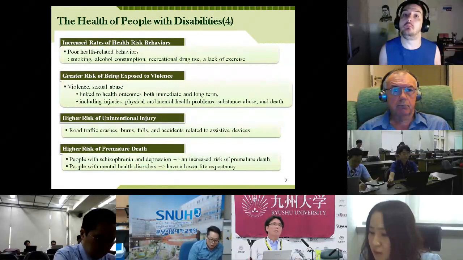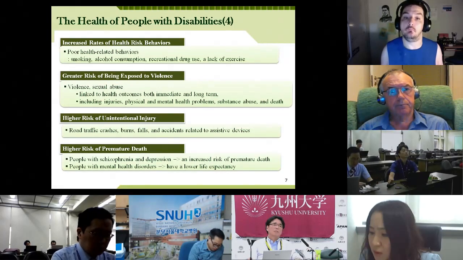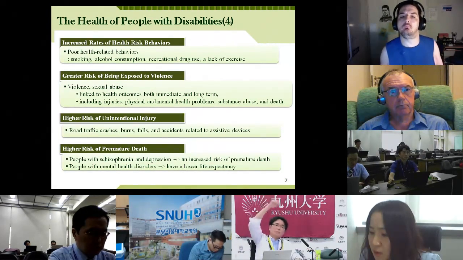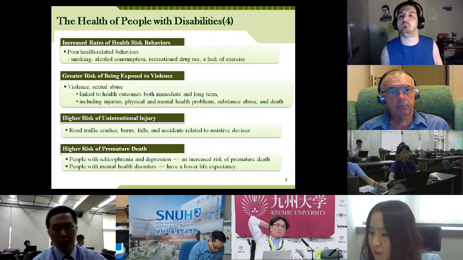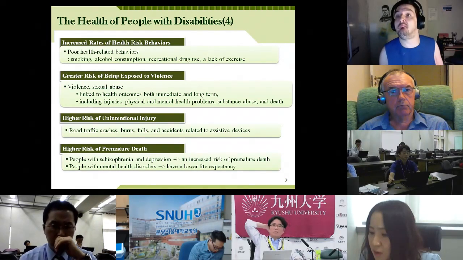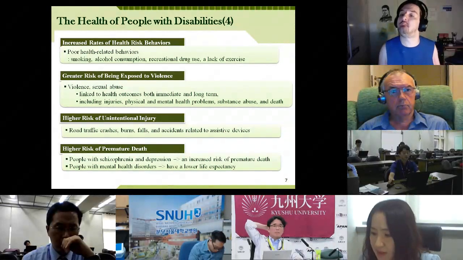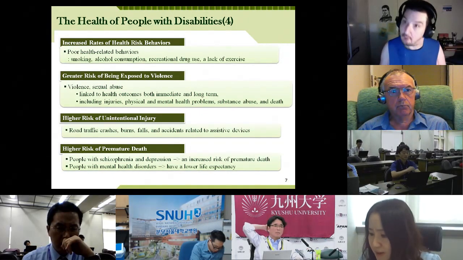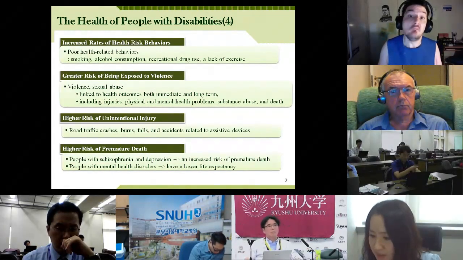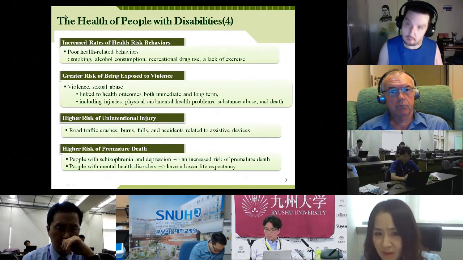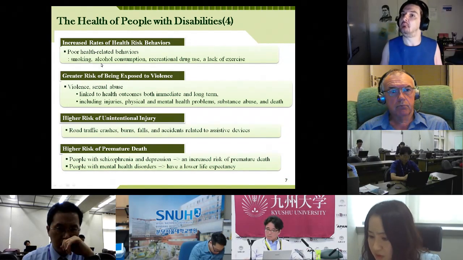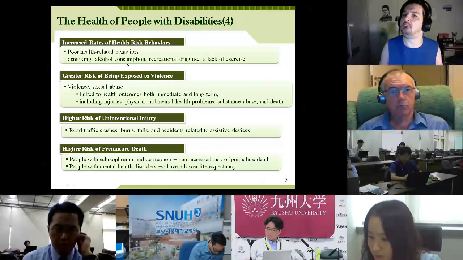And according to the surveillance data from many countries, increased rates of health risk behaviors are reported. Many people with disabilities are engaged in poor health-related behaviors such as smoking, alcohol consumption, drug use, and a lack of exercise.